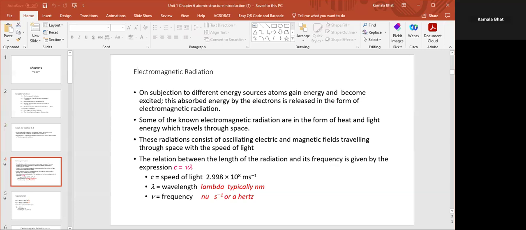The relation between the wavelength of the radiation and its frequency is given by the expression c = νλ. c is the speed of light, which is a constant. It is 2.998 times 10^8 meters per second. Wavelength is lambda, typically in nanometers, and nu is the frequency, and its units are second inverse or hertz.